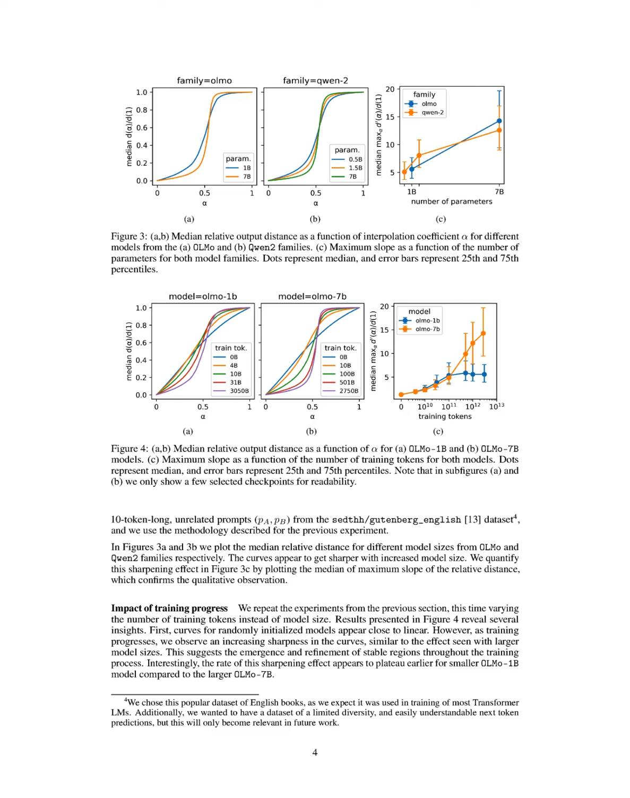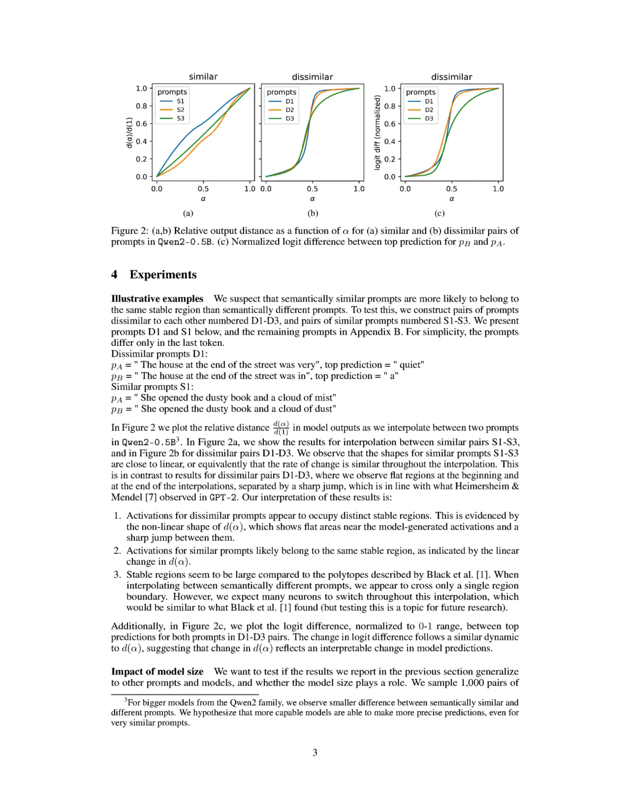To validate our method, we conducted experiments using models from the Qwen2 and OLMo families, with parameters ranging from 0.5B to 7B. We sampled 1,000 pairs of unrelated 10-token-long prompts from the Project Gutenberg English dataset to analyze the interpolation between activations. The primary metric for evaluation was the L2 distance, d(α), between model outputs as we interpolated between prompts, which allowed us to assess the stability of activations across different regions.